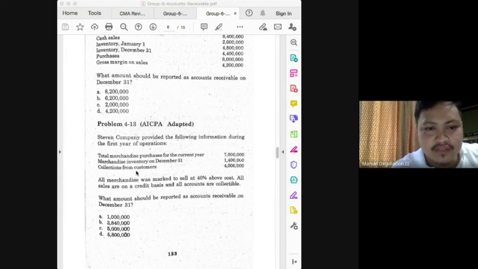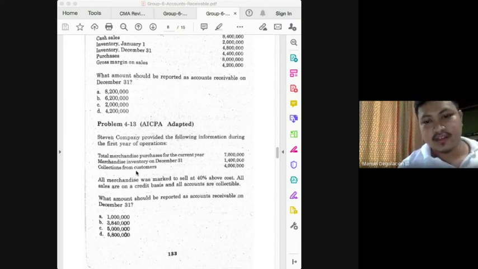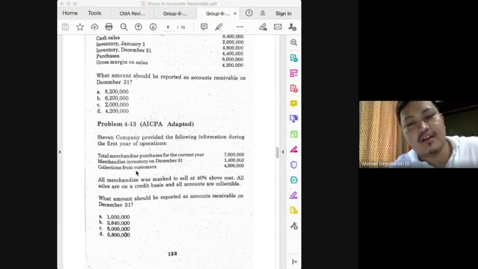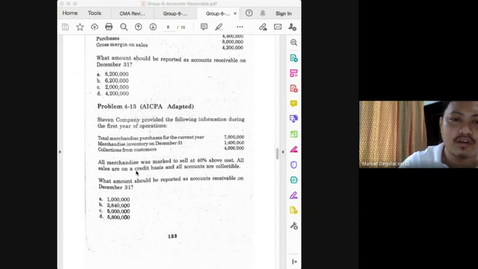What's the significance of the second to the last sentence here? All sales are on a credit basis and all accounts are collectible. What's the significance of the last phrase here? This tells us that we do not have to deduct any allowance for doubtful accounts because we expect that all the receivables will be collectible. So the amount that will be reported as accounts receivable will simply be the 3,840,000 without any deduction for an allowance for doubtful accounts.